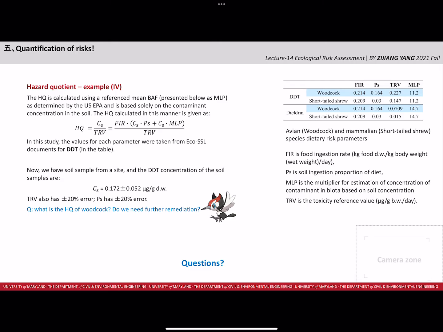And then again, we can still add uncertainty to this question. For PS, which refers to the soil ingestion ratio, even for the same species, different birds may eat different amounts of food. So we may have some uncertainties. And again, we can use the error propagation equation or the Monte Carlo simulation to do this calculation. I'm not going to do the calculation here, but I just want to let you know that even for this equation, we can add uncertainty to every variable. And finally, we can get the hazard quotient with an uncertainty. And that's it. So for this one, do you guys have any questions?